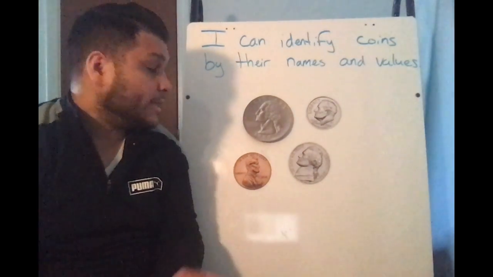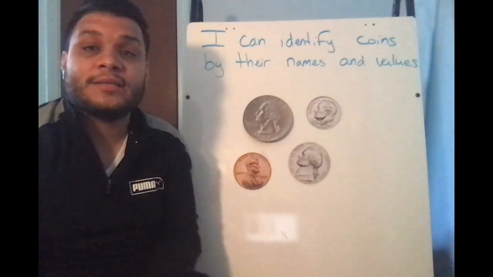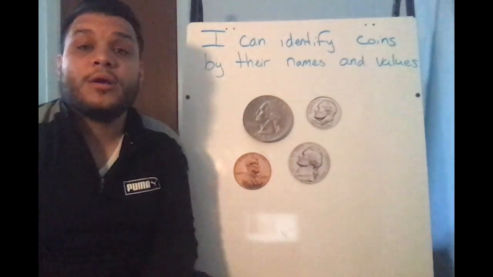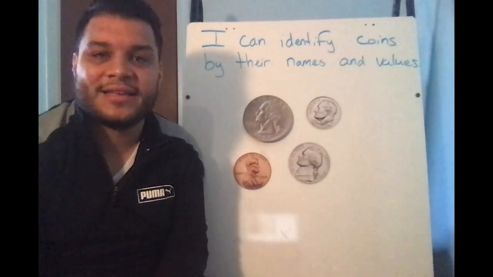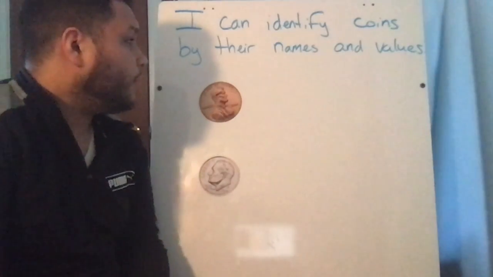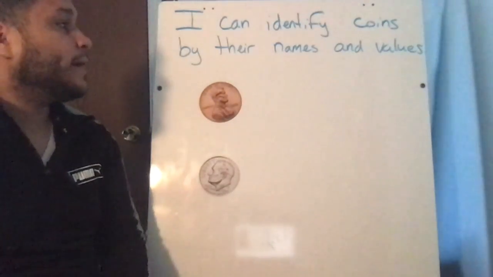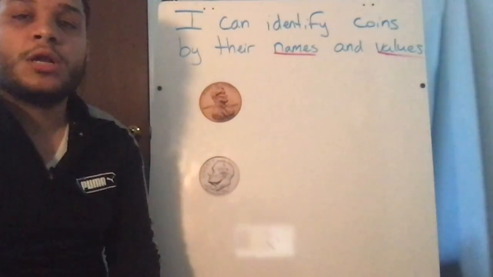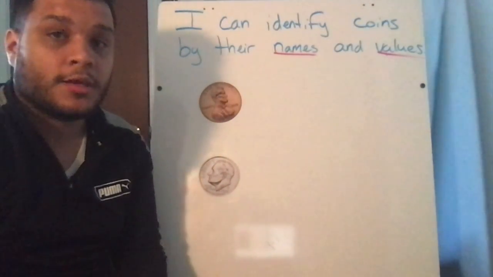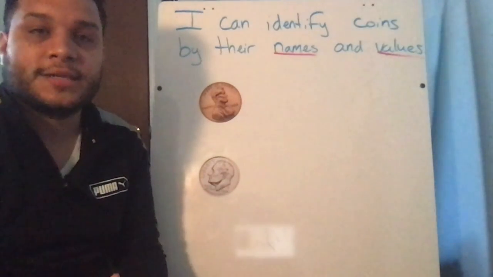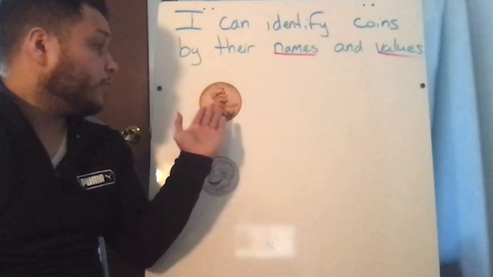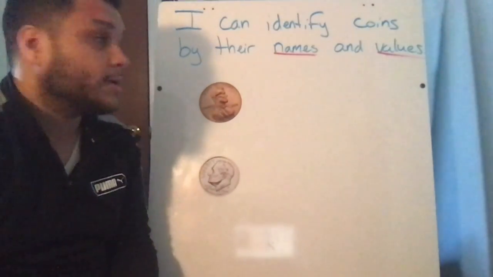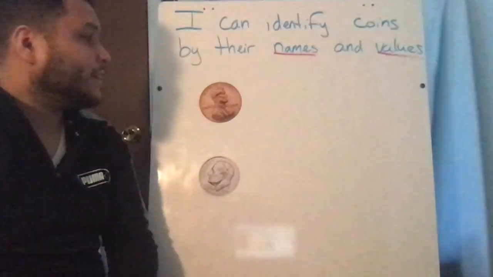We will be focusing in on our dime, who has President Franklin D. Roosevelt, and also our penny, who has Abraham Lincoln. We want to be able to identify the coins by their names and by their values. And when I speak about values, I'm talking about how much are they worth. So when I go to the store and I want to buy something, how much of the pennies or how much of the dimes do I need in order to purchase something?